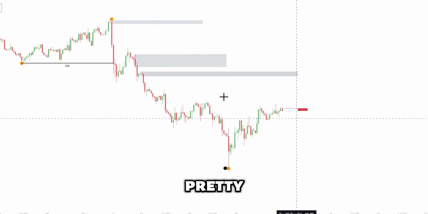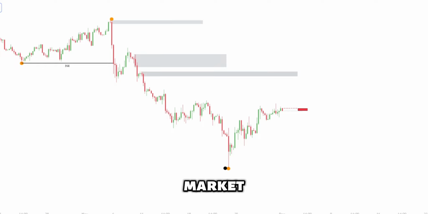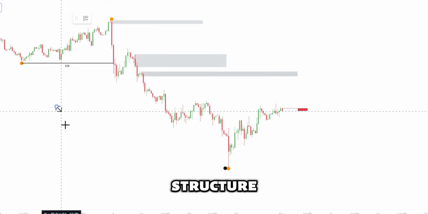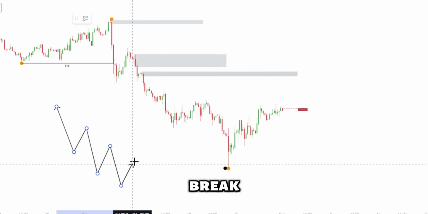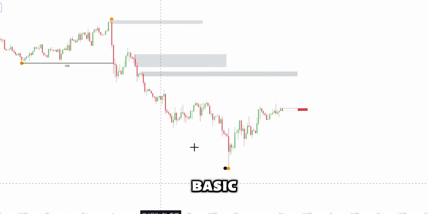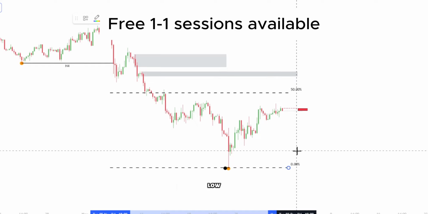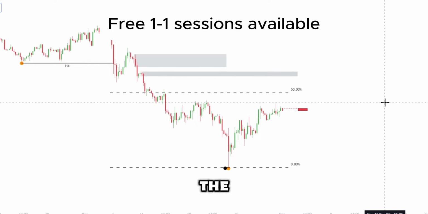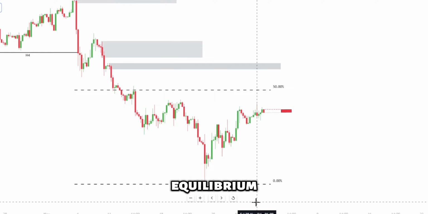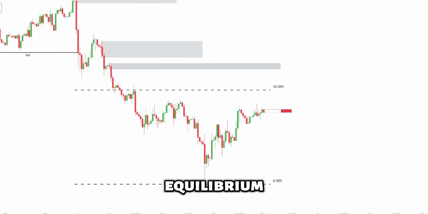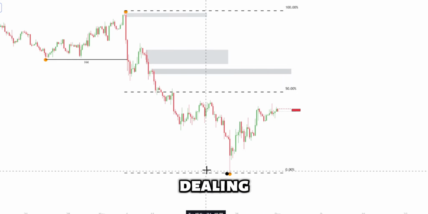Now, last week we had a pretty bullish week, so you have to ask yourself, why are we bullish in a bearish market? Well, it's quite simple. When we look at the way structure works, price will break structure, have a pullback, break structure, pullback, break structure, pullback. So we're using the same basic analogy over here. We have a structural high up here and a structural low down here. This here is the 50% Fibonacci level, the most important number, and it is the equilibrium. The equilibrium is essentially the midpoint between the high and the low of the dealing range.